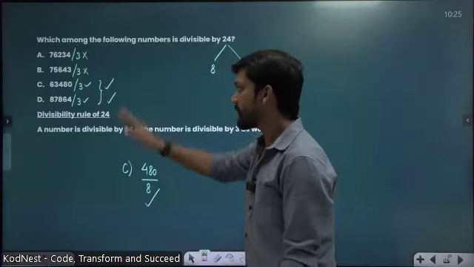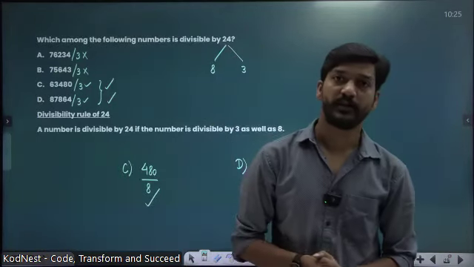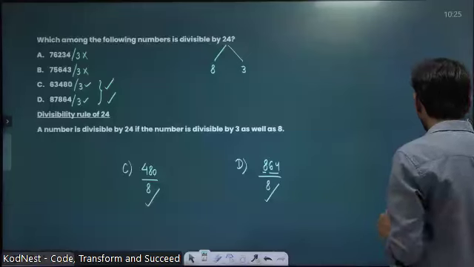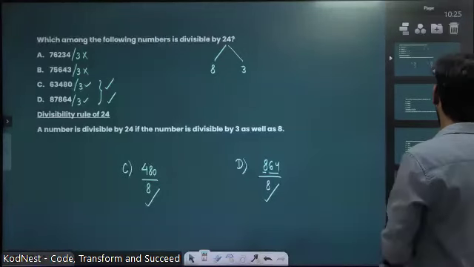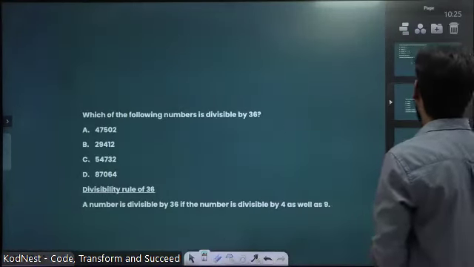By chance, two options are correct. Intentionally, I have done it. Now in the question, only one will be there. Now next, try this question.